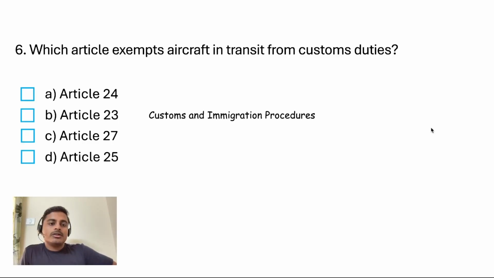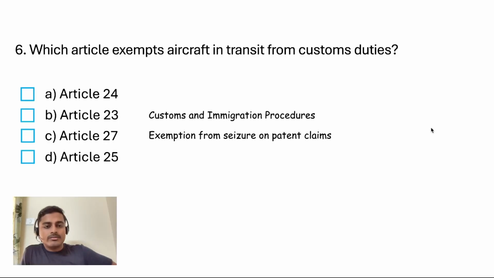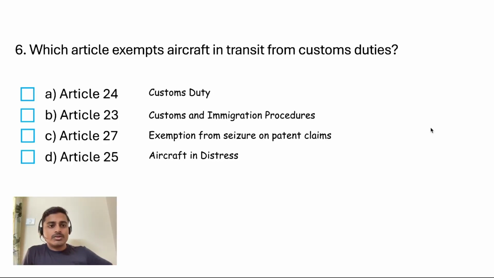Article 23 talks about customs and immigration procedures. Article 27, exemption from seizure on patent claims. So a country cannot claim the patent and seize that aircraft in flight. That is what Article 27 talks about. Article 25 covers aircraft in distress. Every country should help an aircraft in distress. That is what Article 25 talks about, and Article number 24 talks about the custom duty exemptions of an aircraft in transit. The correct answer is option A, Article 24.